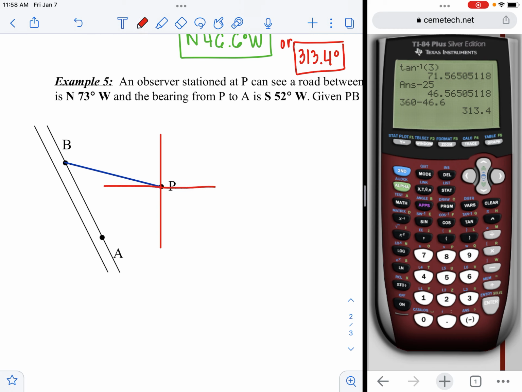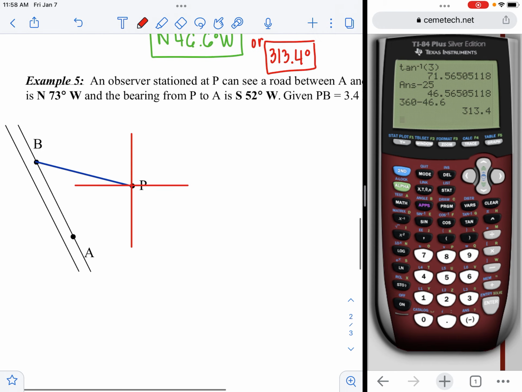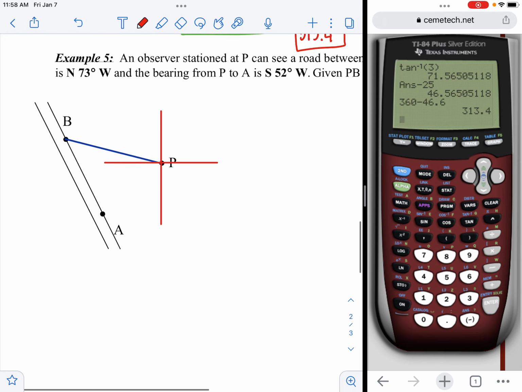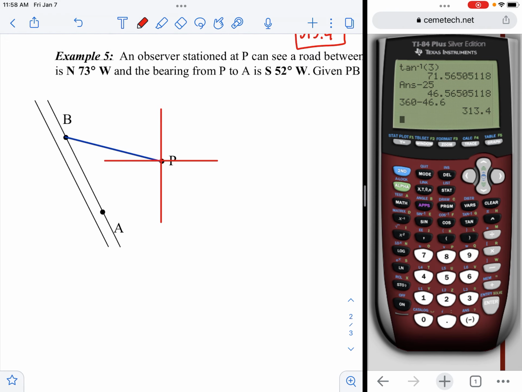Is the other one crooked? Sorry. I just want it to look, the more accurate it looks, or the more accurate it is, the easier it is to do these problems. All right, so it says that that bearing, that blue bearing right there, that direction that that blue line is going, is north 73 degrees west.